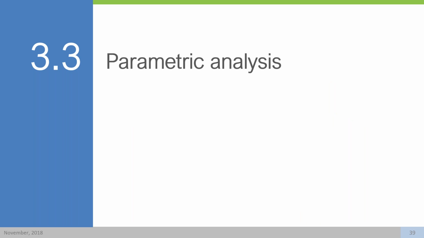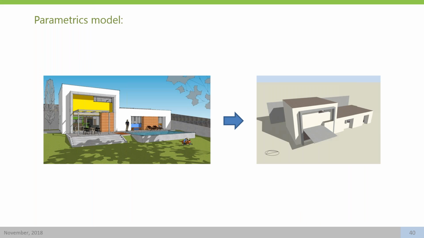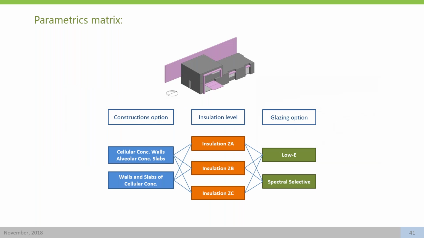Okay, the next step, the parametric analysis. It was the third phase, and we carried out a series of parametric simulations intended to verify the performance of the project and further optimize constructions and glazing. It was based on the simulation model that I derived from the architectural design project, as you can see in the image. In total, we simulated 12 solutions, which derive from the matrix of options shown in this figure. You can see here 2 construction options, 3 insulation levels, and 2 glazing options.